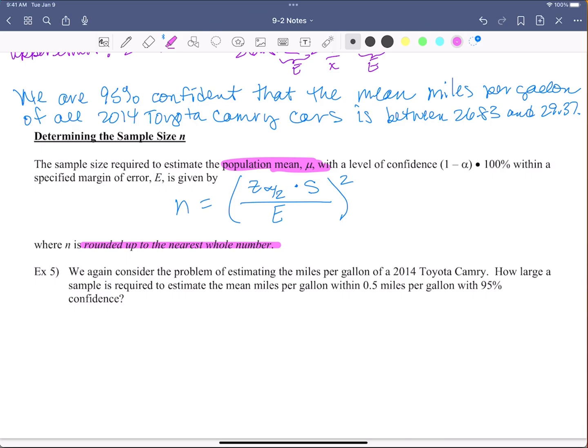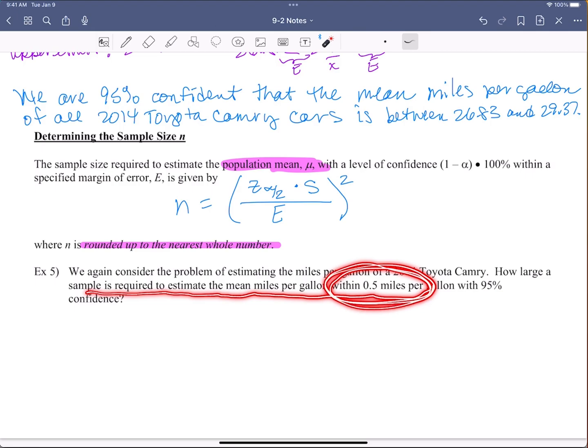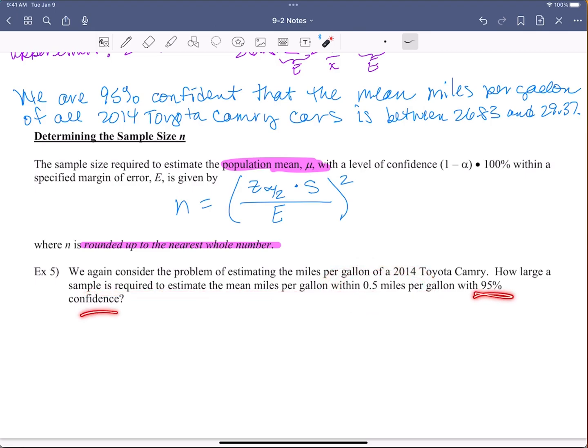Okay, so let's do this. We're hanging out with our exact same Toyota Camry, still working there. How large of a sample is required to estimate the mean miles per gallon within 0.5 miles per gallon with 95% confidence? So how many of these cars, these miles per gallon, am I going to need if I want a margin of error within 0.5 miles per gallon?